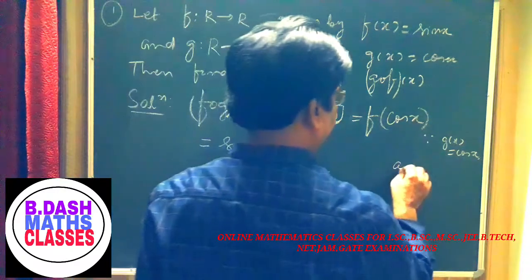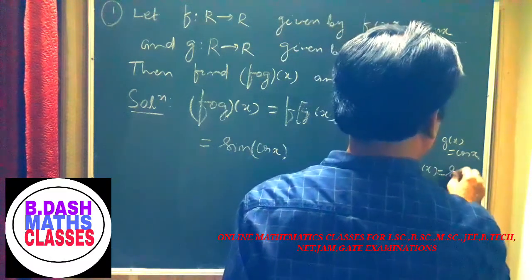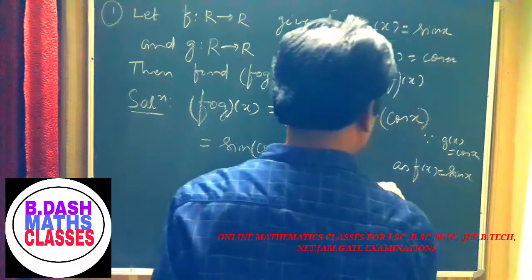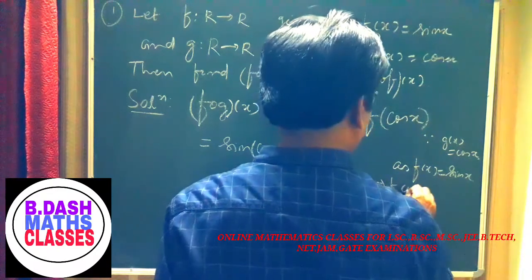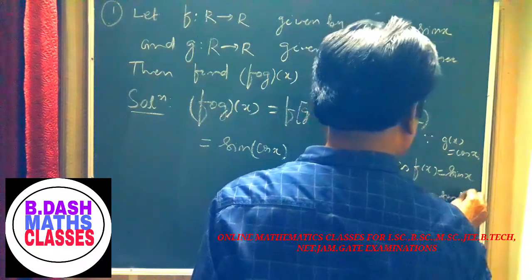As f(x) is equal to sin x, this implies f of cos x is equal to sin of cos x.